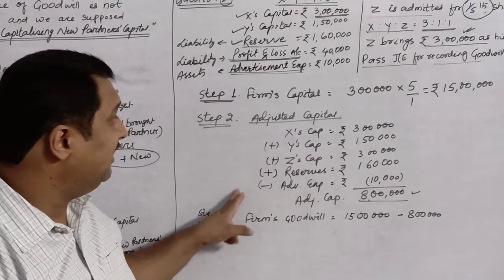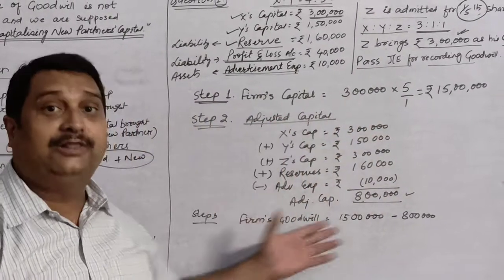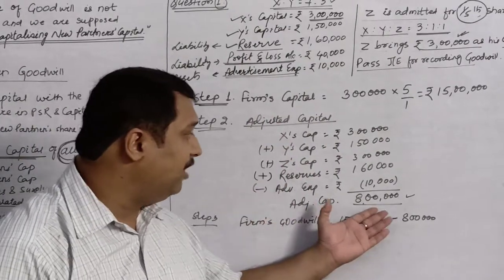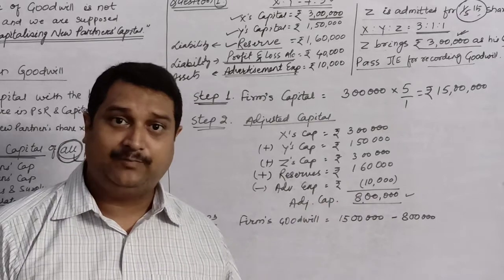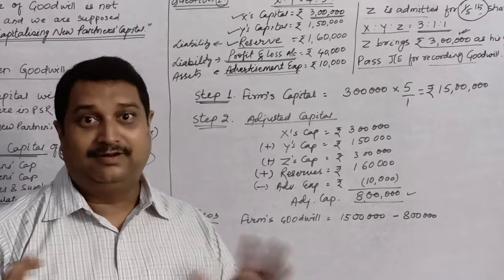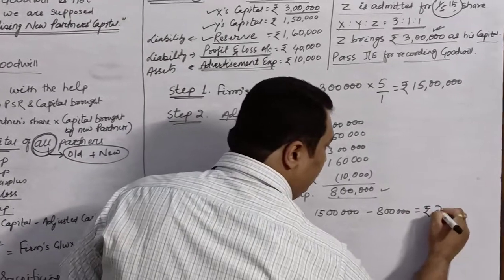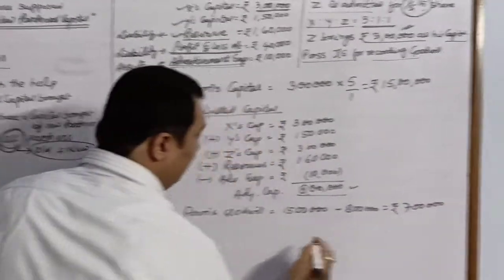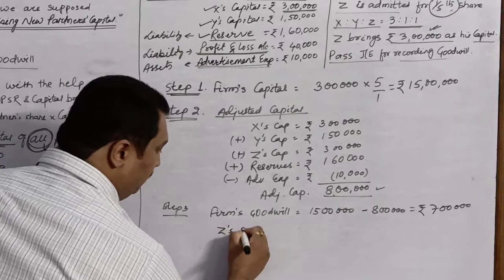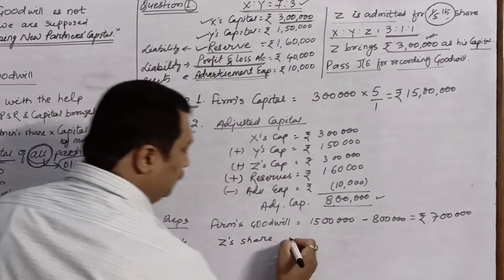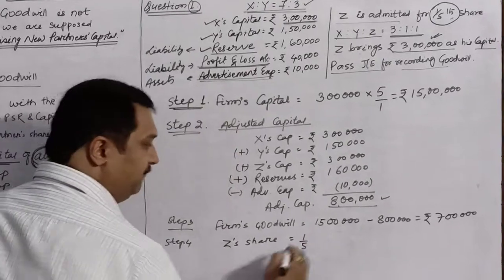But when we calculated the adjusted capital, we added all the reserves, all the capitals. Even then, the capital of the firm comes up to rupees 8 lakhs. So there is a difference of rupees 7 lakhs, and that is your firm's goodwill. Now from here, we will take out Z's share. That is my step 4. So Z's share, he has come for a 1/5 share.